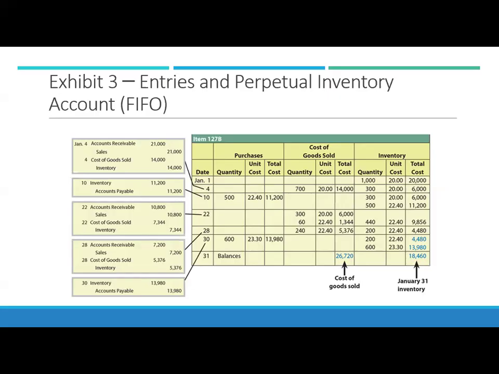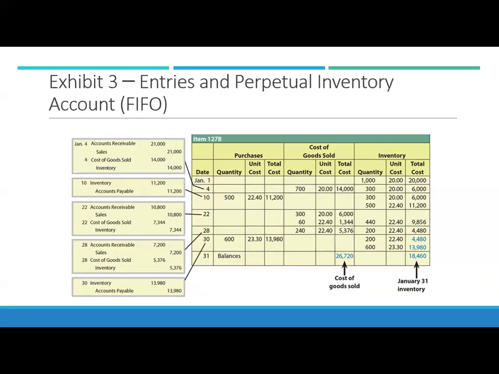So we have here in this inventory column, for each transaction, what are the inventory layers that we have? And so the first transaction is simple. We have 1,000 units of $20 inventory, and so its total cost is $20,000. Then we sell 700 units.